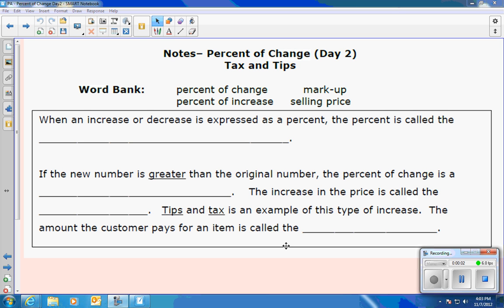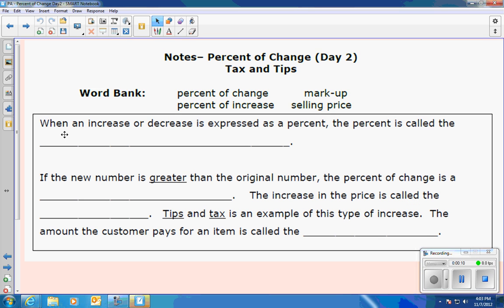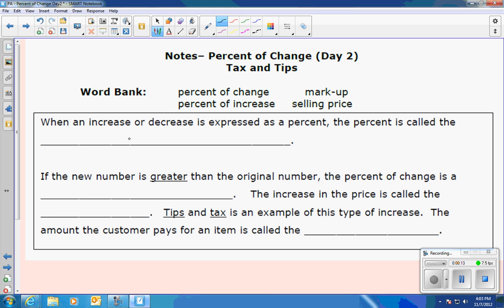This percent of change video specifically addresses tax and tip. When an increase or a decrease is expressed as a percent, that percent is called a percent of change. And that's what was discussed in the previous video. If the new number is greater than the original number, then it's called a percent of increase.